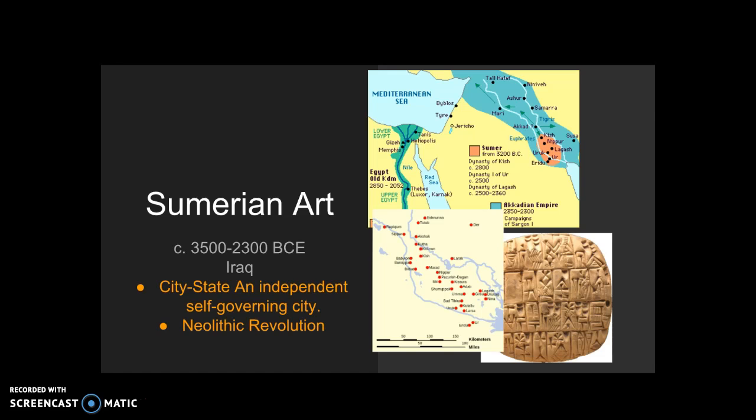Sumerian art is considered Sumer. So Sumer is an area, or a city or an area of Mesopotamia. It was between 3500 and 2300 BCE. What we're seeing here is the ancient Near East brought about the birth of art in the service of the state and religion. So we're seeing states occurring. That's what Sumer would be. We're seeing religion happening.